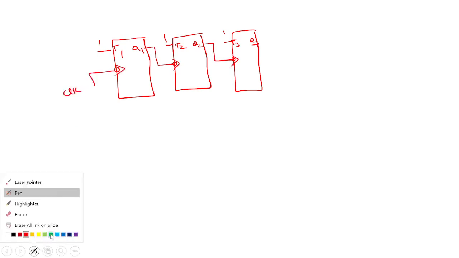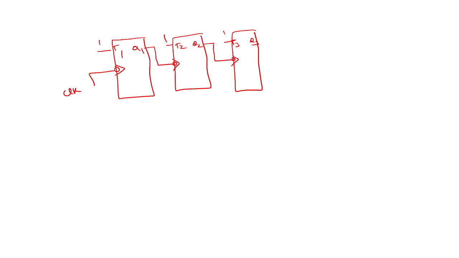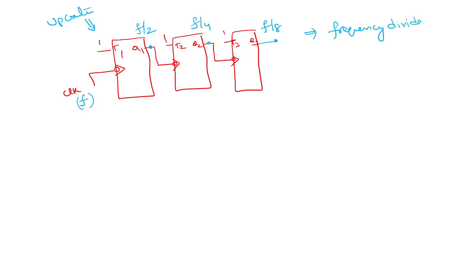Now, what I can derive is, suppose I'm operating this, it will obviously act as an up counter. Let's say it is acting as an up counter. If the frequency of the clock is F, this one's frequency is F by 2, this one's frequency is F by 4, and this one's frequency is F by 8. I can use it as a frequency divider network.